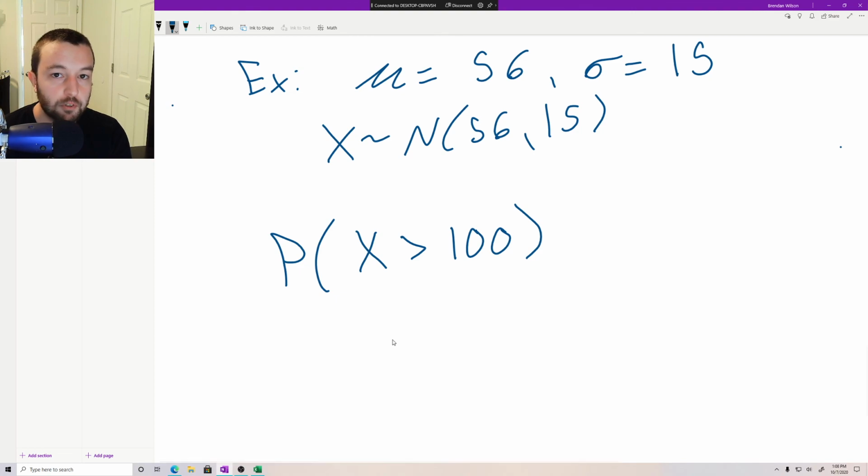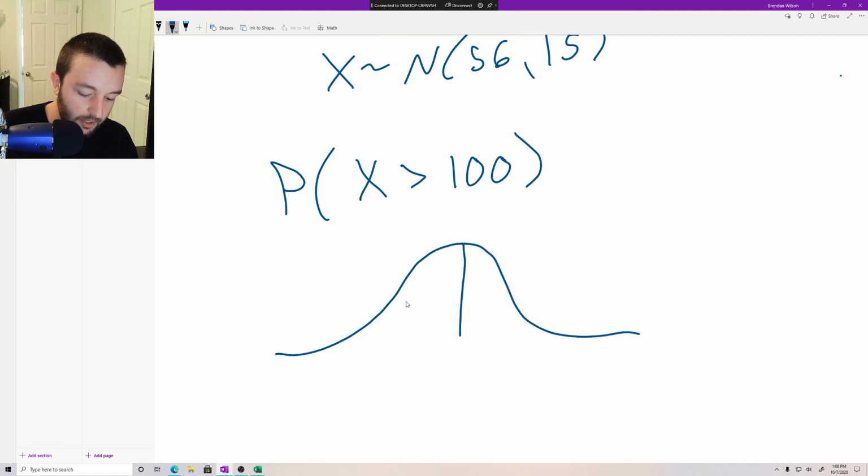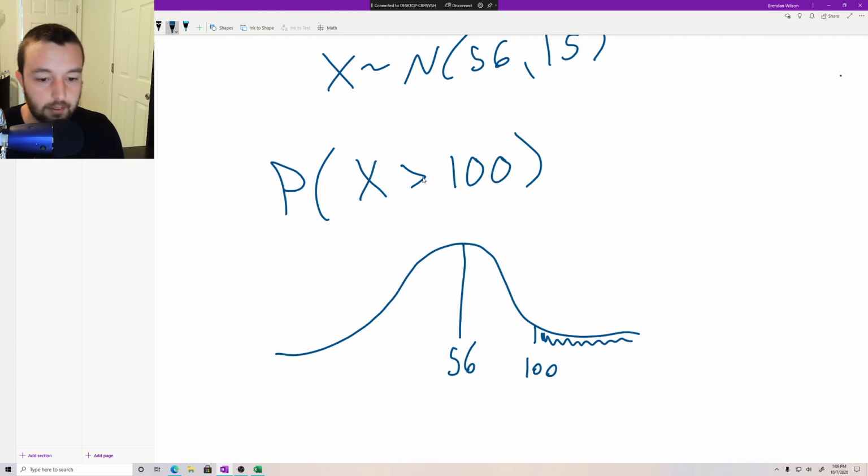I think it's always helpful with these to start by drawing a picture of the normal distribution so you know what region you're trying to find. So just a quick sketch. If we have this distribution, the mean is in the middle, so 100 is going to be somewhere over here. If we're finding the probability that X is bigger than 100, we're going to be finding this region, the region to the right of this.